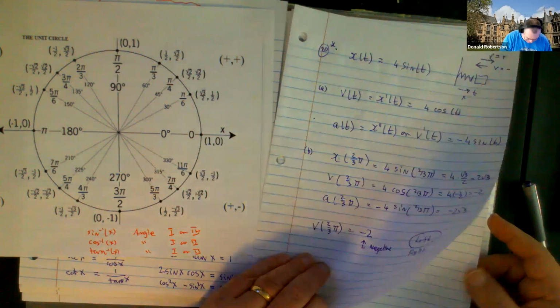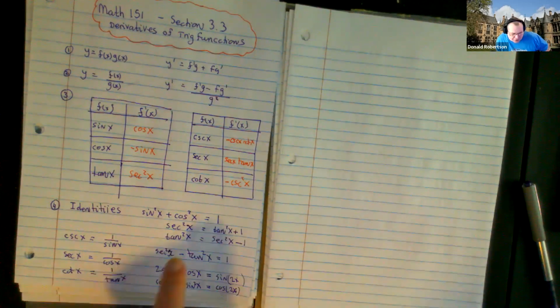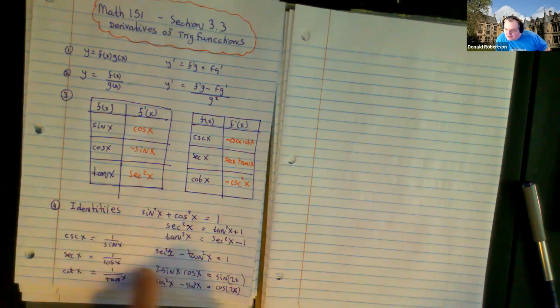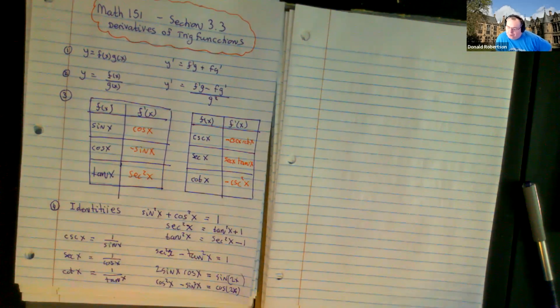We are done. Stick a fork in us. Get a copy of the unit circle. I think I've put it somewhere in Canvas, you can print it. Start memorizing these guys. Start getting comfortable with trig identities. The more you use them, the more you get comfortable with them.